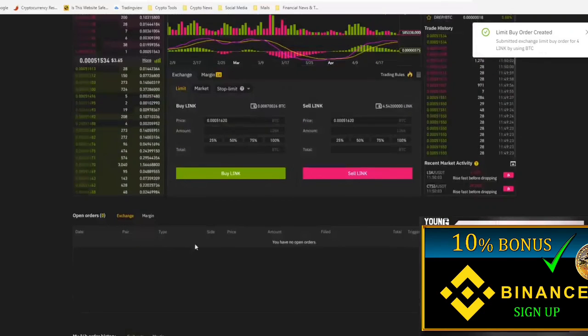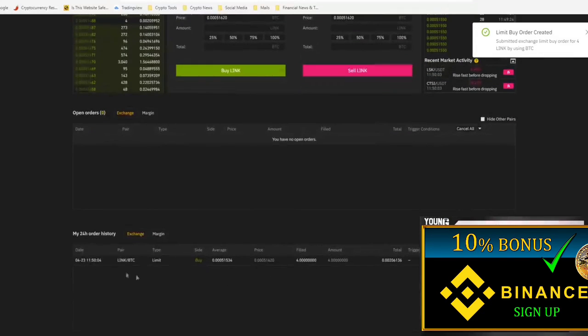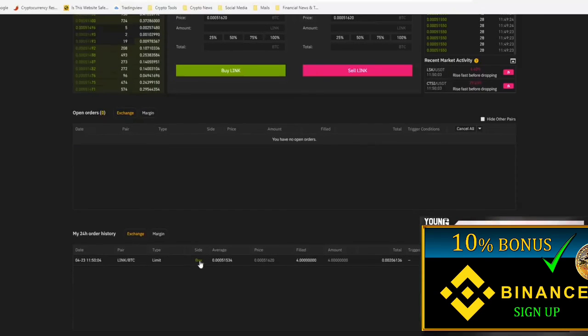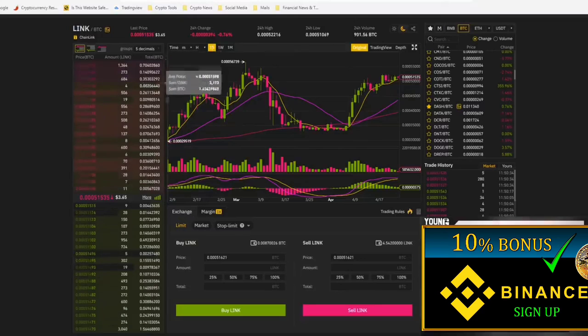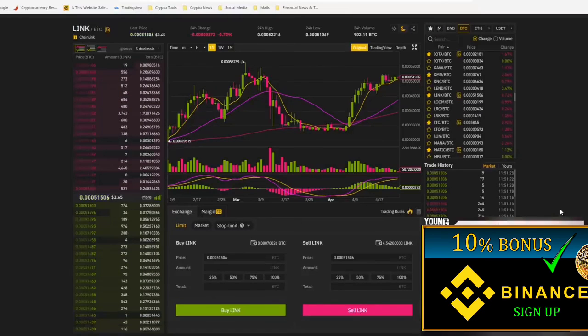Here we go, it's done, because you see here open orders, there are no open orders. And if you look here, you can see your 24-hour order history on Binance, and we see that it is totally filled, status filled. So we bought Chainlink against Bitcoin, and the average that we paid is 51,534 Satoshis, and we bought 4 Chainlink. Like I said, even if you select a price right here, it's always going to give you the best possible price in the market. But at least you have control over the max price, the highest price that you want to pay for your Chainlink. So that is a very basic explanation on how it works.